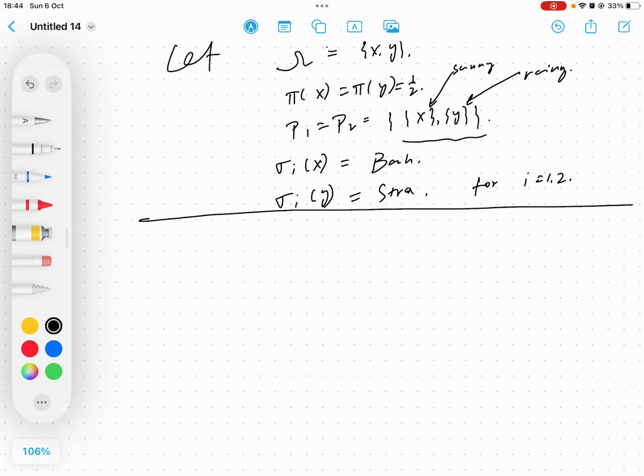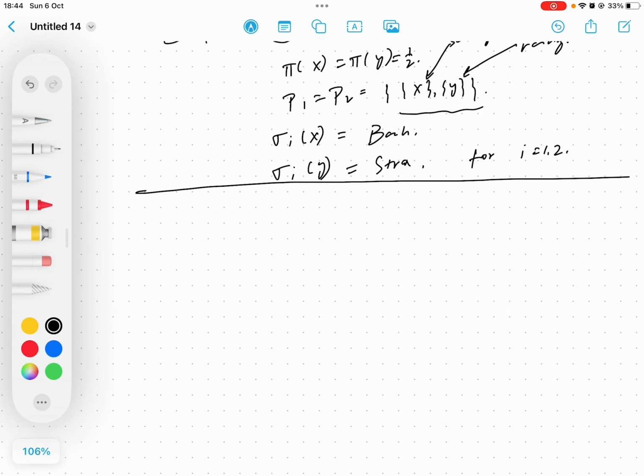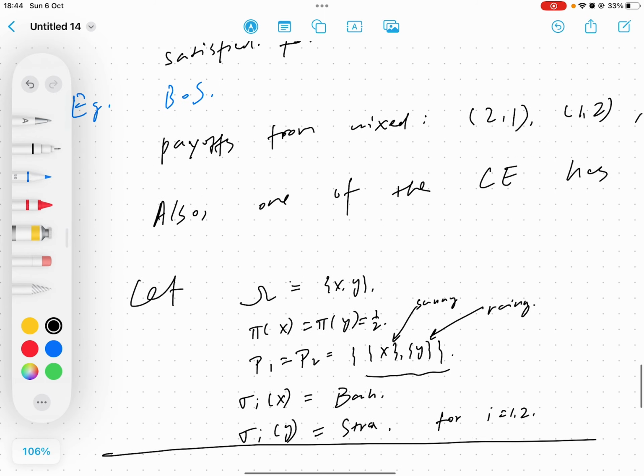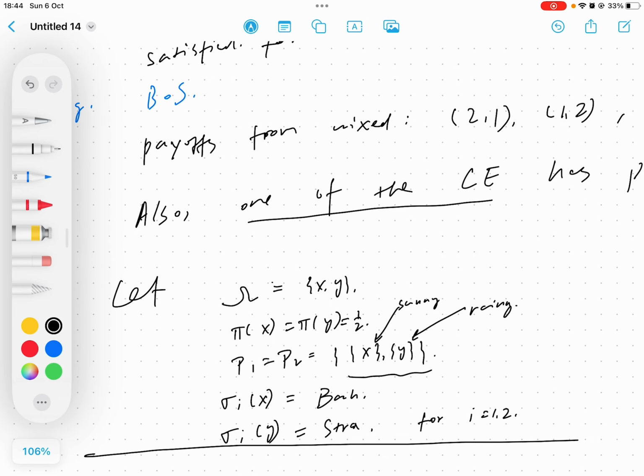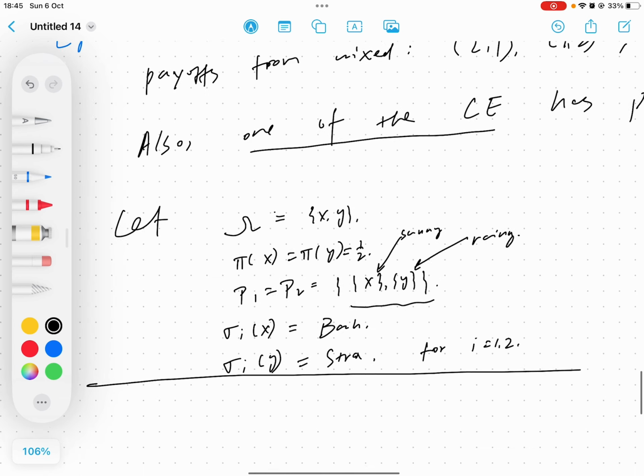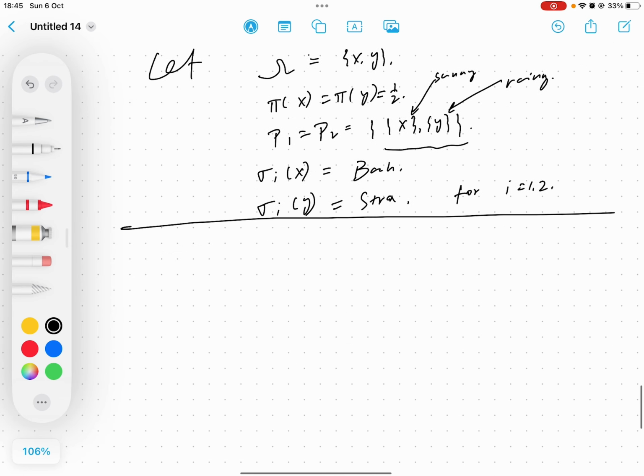Okay, now let's move on. We mentioned this is only one of the correlated equilibria, right? So you might already guess that there might be multiple correlated equilibria of some strategic game. And indeed, yes. We can prove that any convex combination of some correlated equilibrium payoff profiles would also be a correlated equilibrium payoff profile.